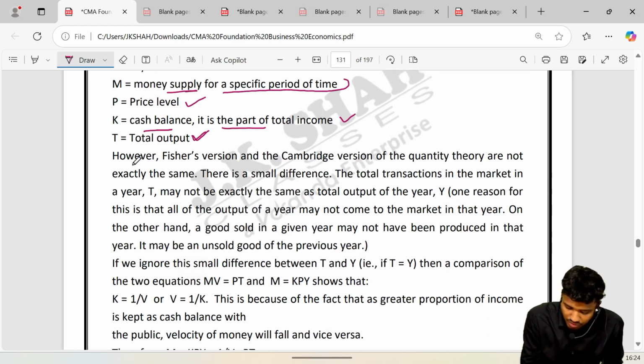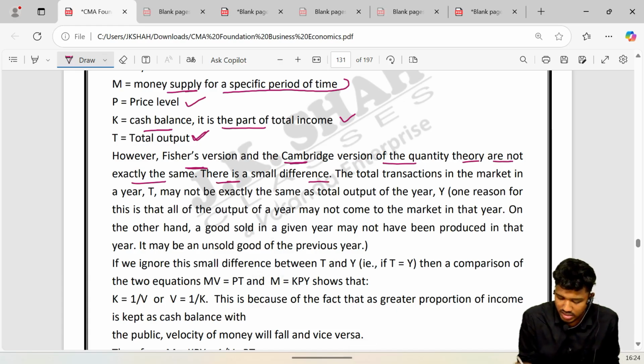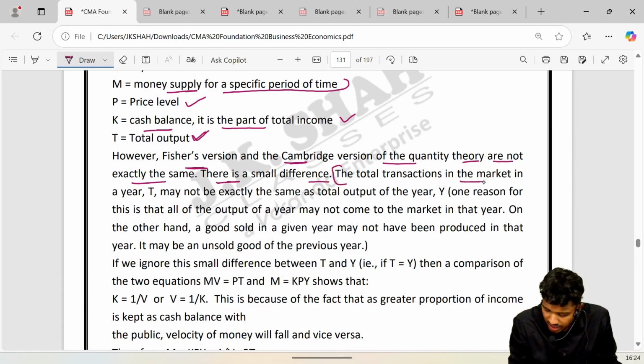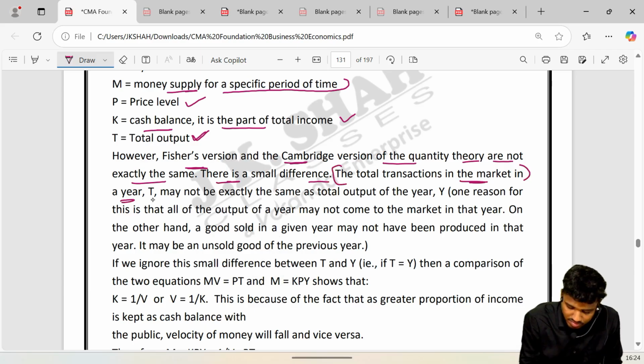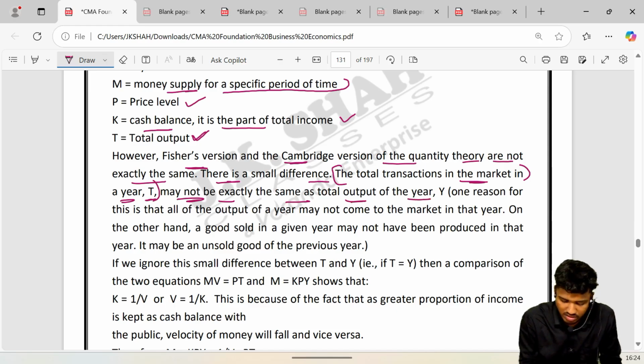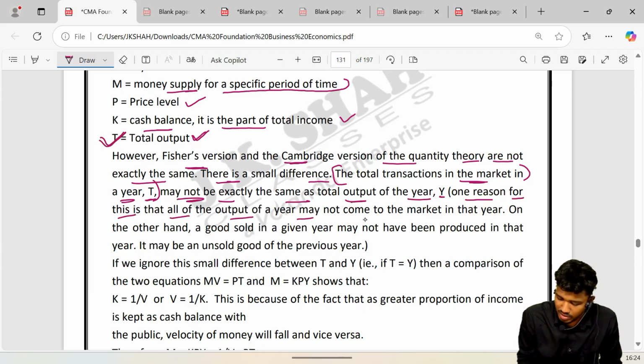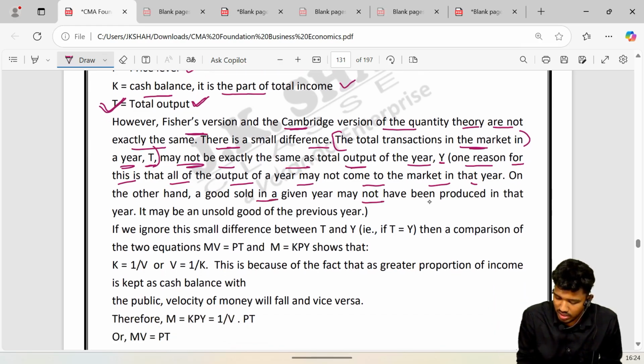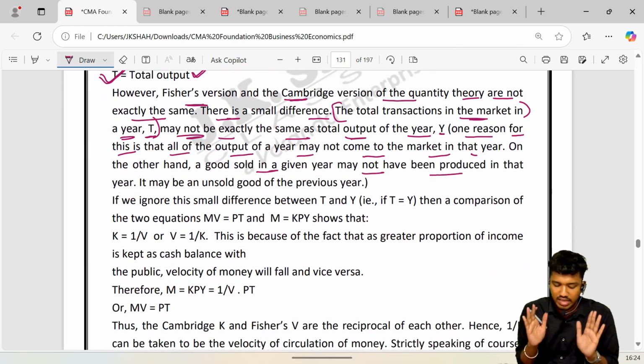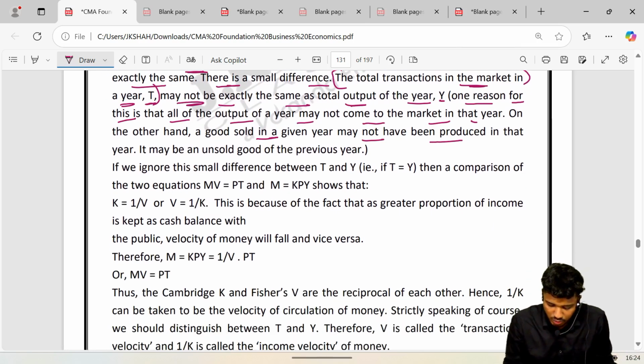However, Fisher's version and the Cambridge version of the theory are not exactly the same. There is a small difference. The total transactions in the market in a year, that is T, may not be exactly the same as the total output of the year. One reason is that all the output of a year may not come to the market in that year. On the other hand, a good sold in a given year may not have been produced in that year. Now please understand what I mean to tell you all.